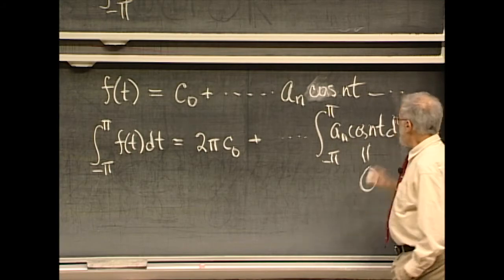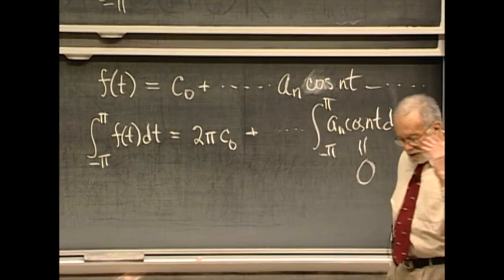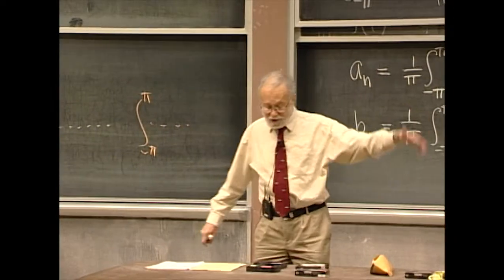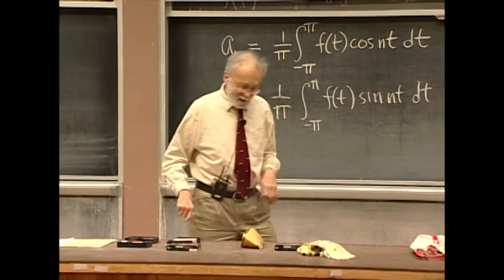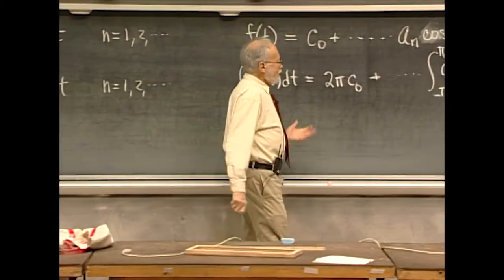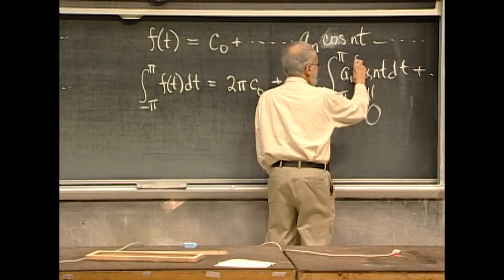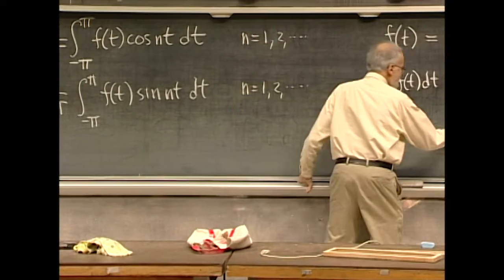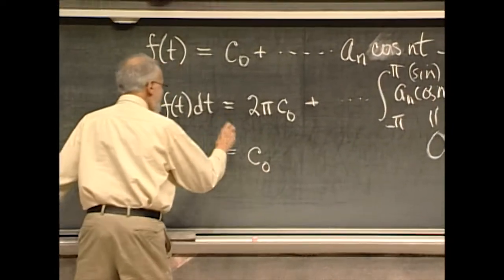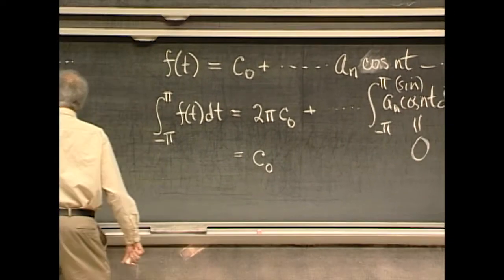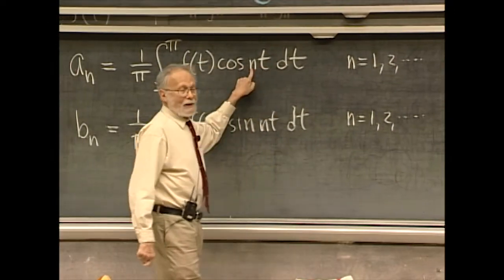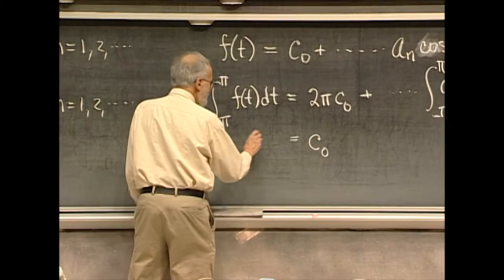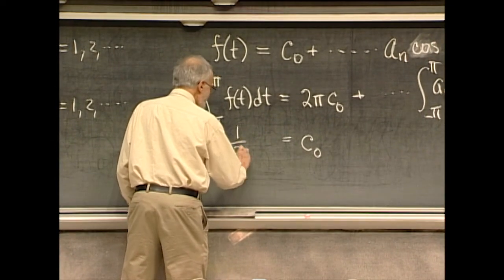Every other term is 0, because if you integrate cosine nt or sine nt over a complete period, you always get 0. There's as much area above the axis as below, or you can look at two special cases. Anyway, you always get 0. The same thing with the sine here. So the answer is that c0 is a little special. You don't just put n equals 0 here, because then you would lose a factor of 2. So c0 should be 1 over 2 pi times this integral.